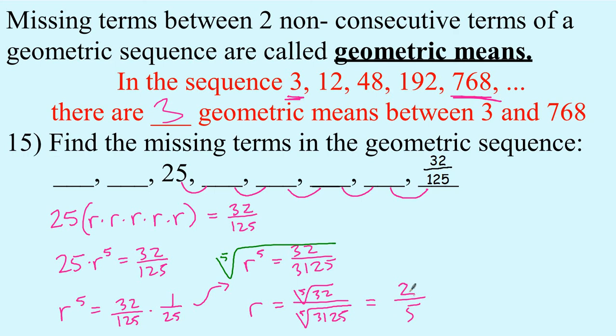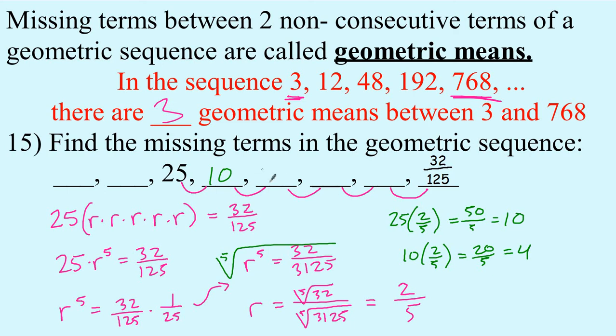Okay, so the ratio is 2/5, so keep multiplying. Now we've got to use it. Take 25 and multiply by 2 out of 5. That gets you 50 out of 5, or 10. Multiply your 10 by 2/5. That gets you 20 out of 5, so we end up with 4. Multiply another 2/5, you get 8/5. Then 16 over 25, 32 over 125.